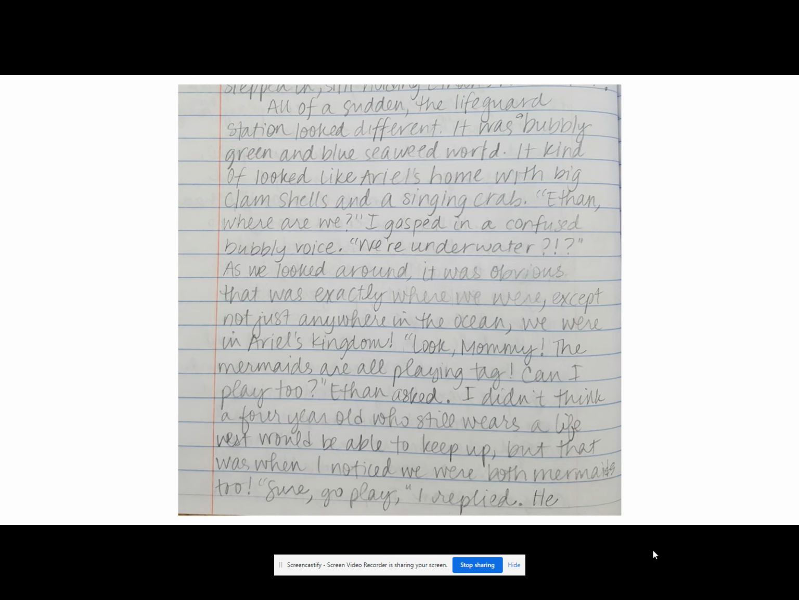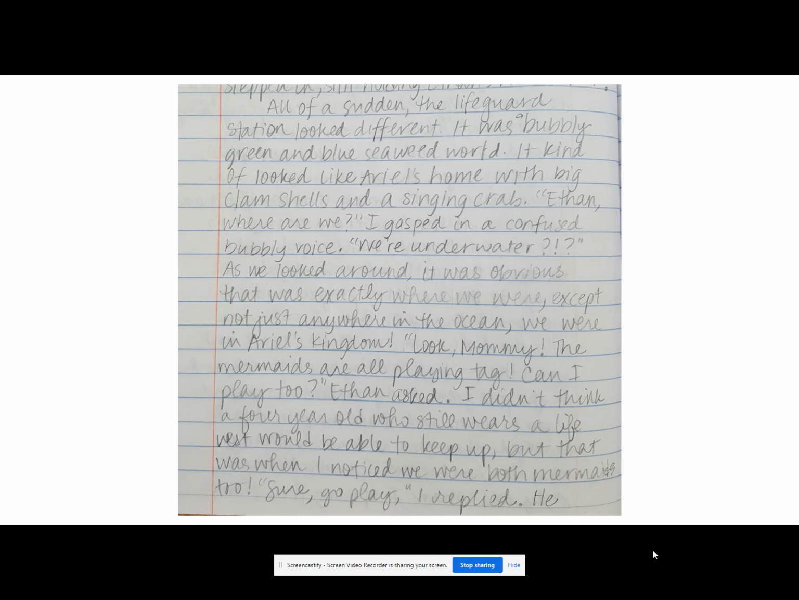So here's my next story. This one is the one where we're at the beach and we went through the lifeguard door. All of a sudden, the lifeguard station looked different. It was a bubbly green and blue seaweed world. It kind of looked like Ariel's home with big clamshells and a singing crab. Ethan, where are we? I gasped in a confused, bubbly voice. We're underwater? As we looked around, it was obvious that's exactly where we were, except not just anywhere in the ocean. We were in Ariel's kingdom.